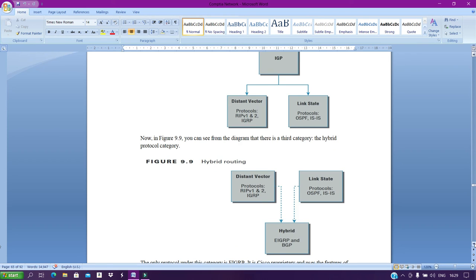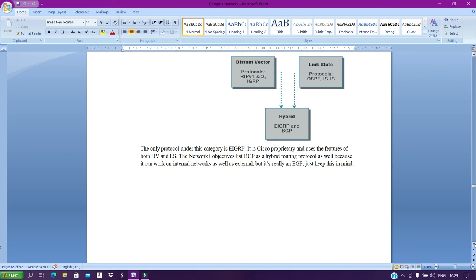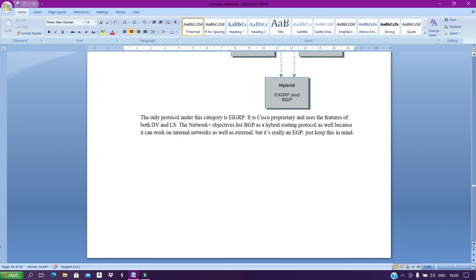Now in figure 9.9, you can see from the diagram that there is a third category, the hybrid protocol category. The only protocol under this category is EIGRP. It is Cisco proprietary and uses the features of both DV and LS. The Network Plus objectives list BGP as a hybrid routing protocol as well because it can work on internal networks as well as external, but it's really an EGP. Just keep this in mind.